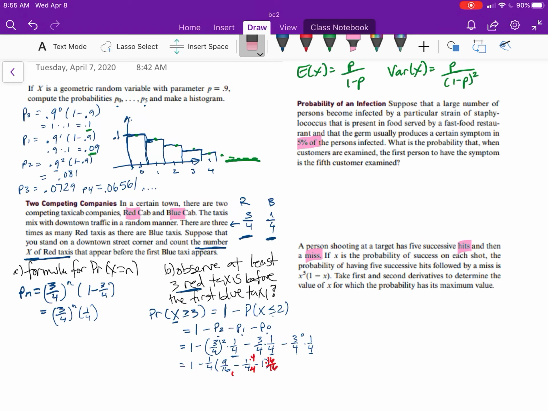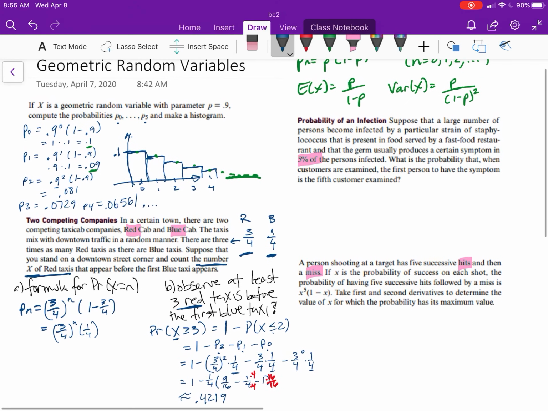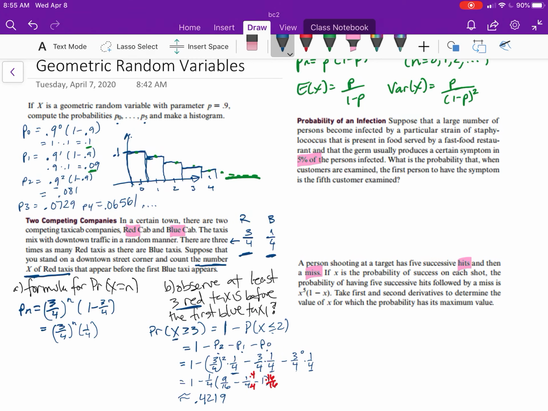Okay, let's erase that. You know what? You could just plug that in a calculator, really. My thing's being weird. And we care about that more anyways. About 0.4219. That's the probability that you'd observe at least 3 reds before the first blue.